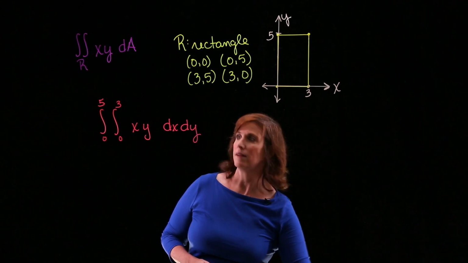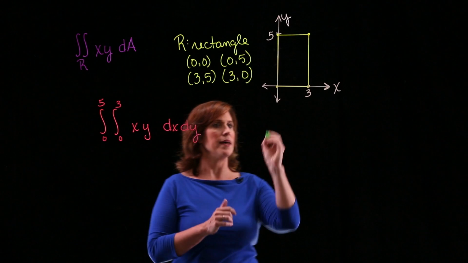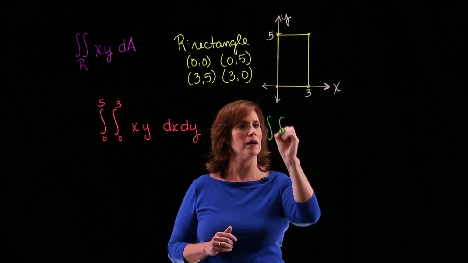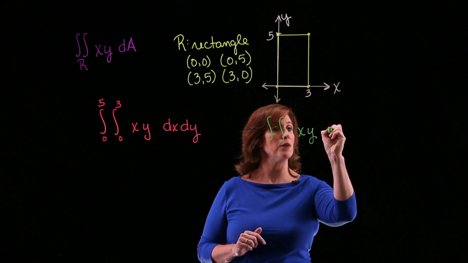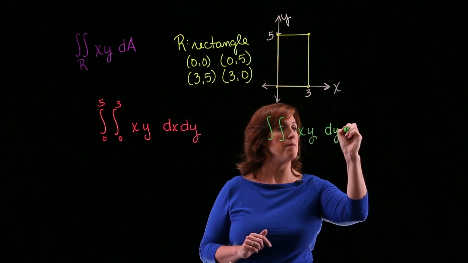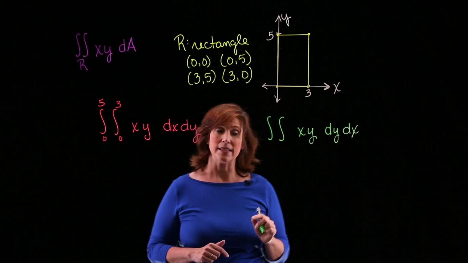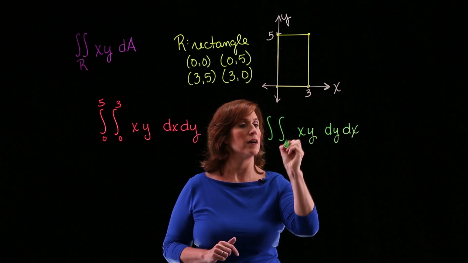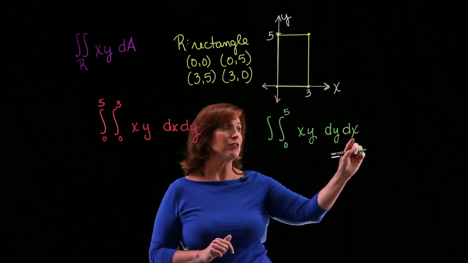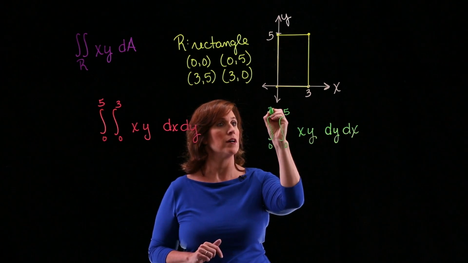My other option is to set up the iterated integral, and again, I've got xy, but this time I'm going to reverse the order of integration and make it dy dx. If I'm changing y first, I'll be going from 0 to 5, and then I'll change x going from 0 to 3.